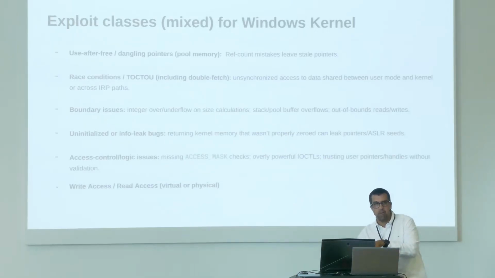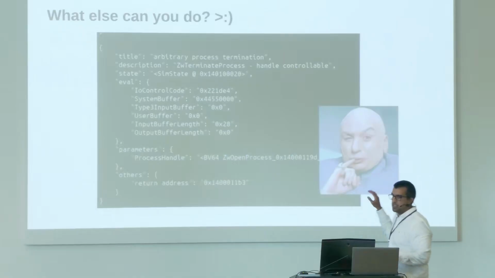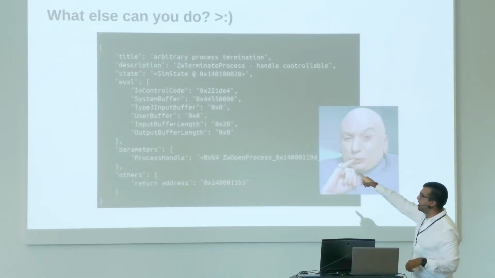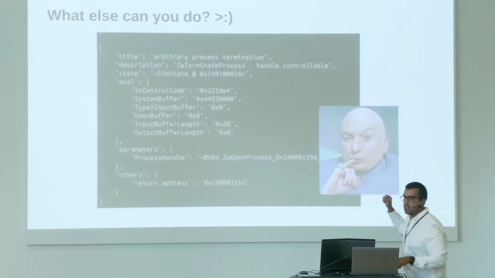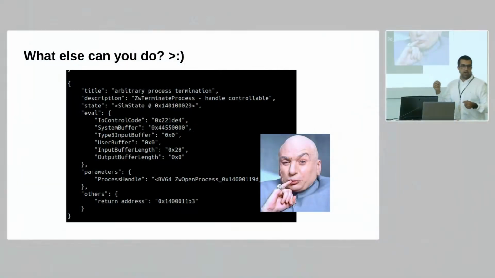But there are some logic bugs, and this is one good example. This is from the code that I showed you before, and this was found with a tool called IOCTLance. And you can also find it with Driver Buddy, which is a plugin for IDA. And this is just arbitrary process termination. You see ZwTerminateProcess. That's the control code, system buffer, and all of this has been found directly from a static analysis using this tool. You can also find it with Driver Buddy. I think I have a screenshot of that.